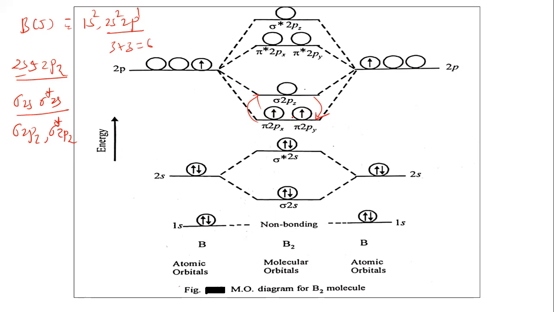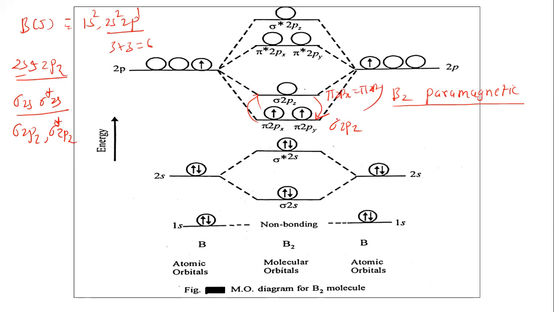So this diagram shows that the boron molecule is paramagnetic. This is the new change. And experimental evidence also shows that the boron molecule is paramagnetic. Now if we change the energy level of the molecular orbital, suppose that sigma 2pz is here, and pi 2px is here, pi 2px equal to pi 2py.